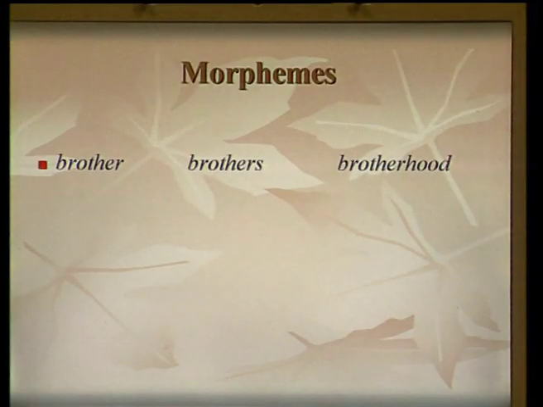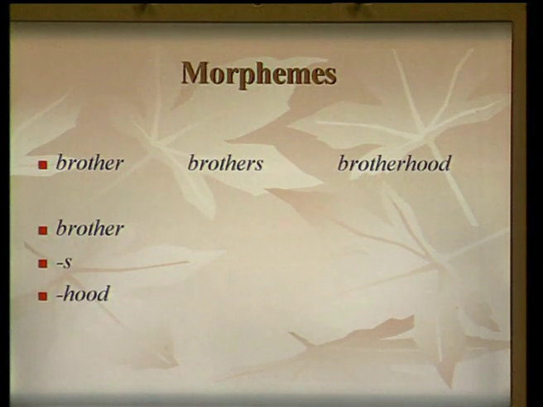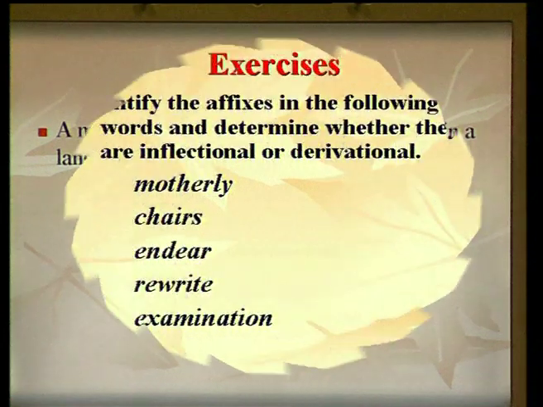Let us look at the concept morpheme. If you take the set brother, brothers, brotherhood, you find that you can split them up as brother, s and hood. You cannot split up brother into further smaller parts. Thus, these are the minimal units that you get in these words. A morpheme, therefore, may be defined as a minimal meaningful unit in a language.